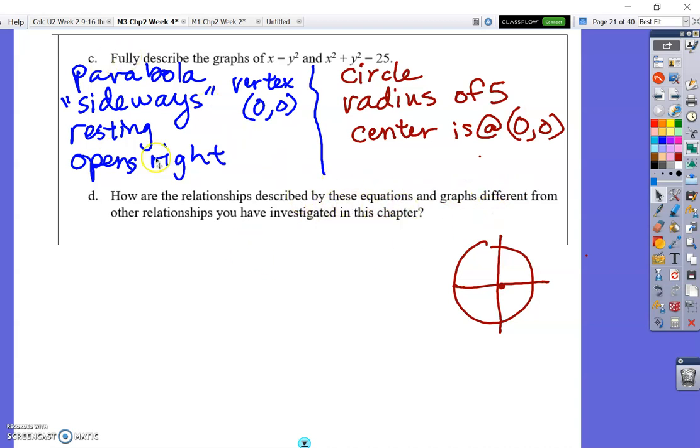And on D, how are these equations and graphs different than other relationships? The parabola is very similar to the x squared. It's just opening, it's backwards. X and y have switched roles for the parabola.